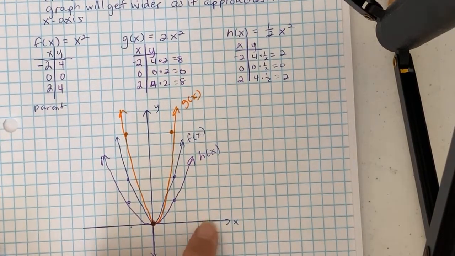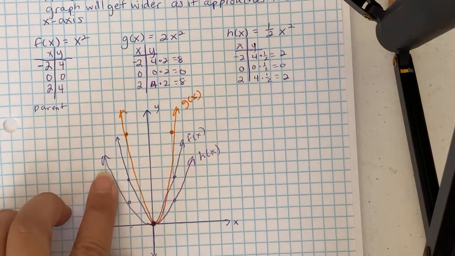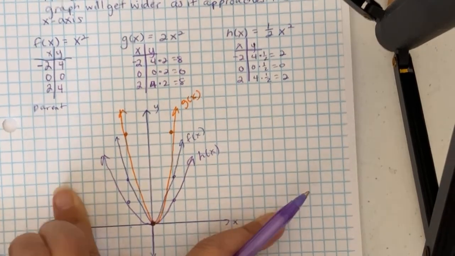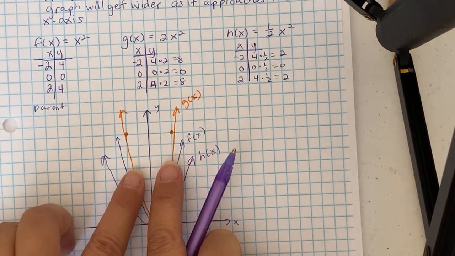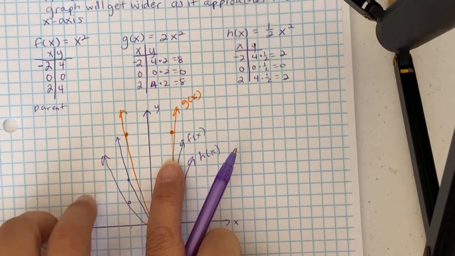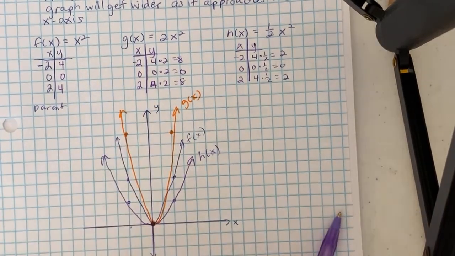So the more our x values increase on this last one, the h of x, the more the parabola is going to keep approaching the x-axis. On the g of x, the more x values we incorporate, our graph keeps getting closer and closer to the y line.